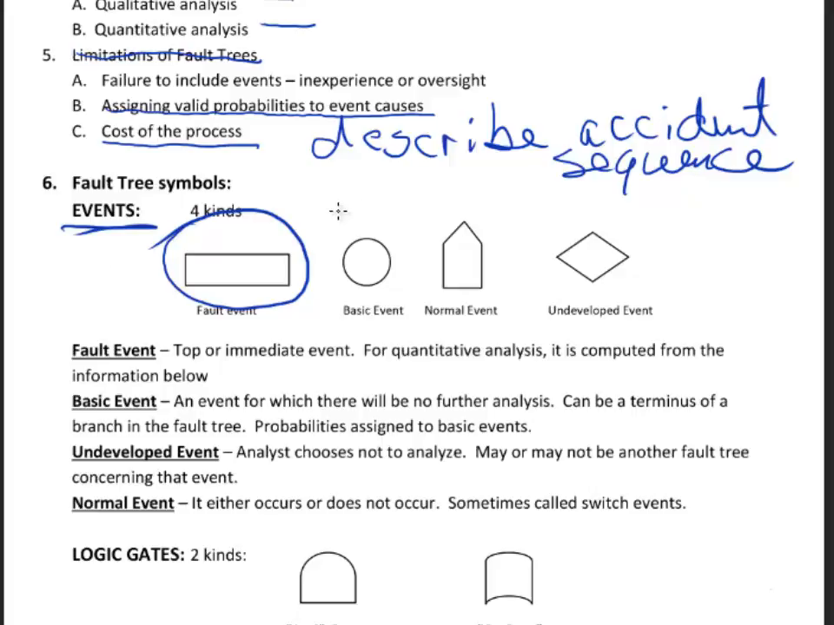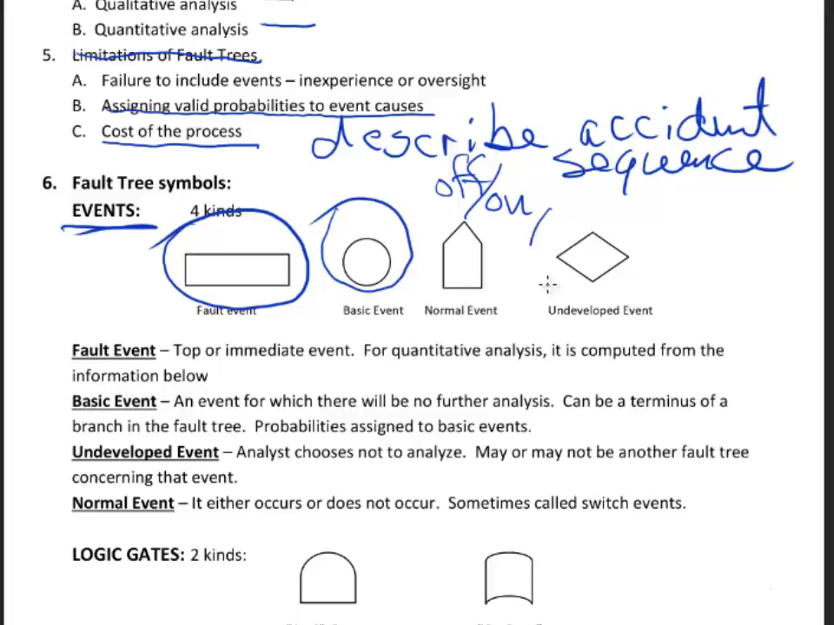Now, a basic event is our next one. That's a circle. A basic event often describes a human condition, like maybe the worker is sick, maybe they're on drugs, something like that. So a basic event usually describes something that we really don't need to analyze further. Normal events are kind of off-on events. We're probably not going to use those in our example today, but a lot of fault trees have to do with electrical systems. And a normal event is for switches to click off and on.